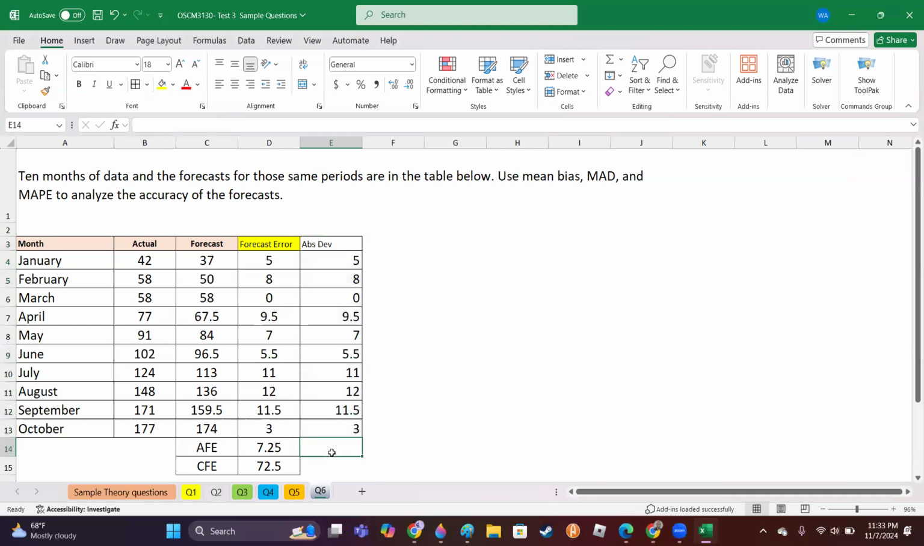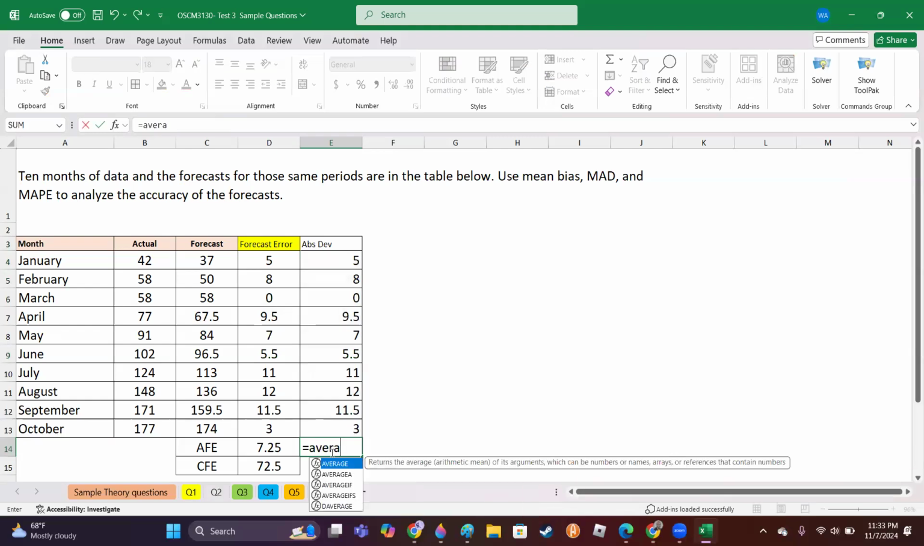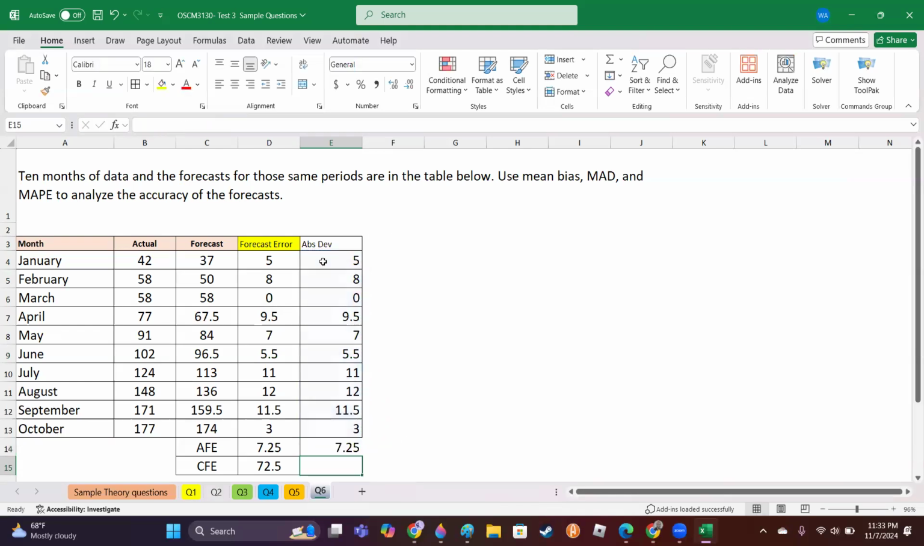Okay. And once I've got my absolute deviations, I'll get the mean, which is the average of these absolute deviations. And again, you find here it's 7.25. Okay, so this here is your MAD.